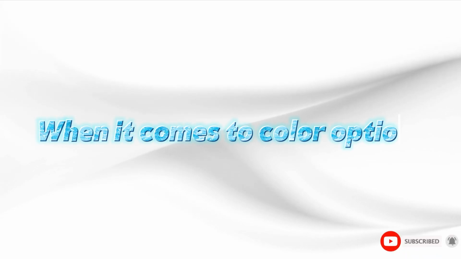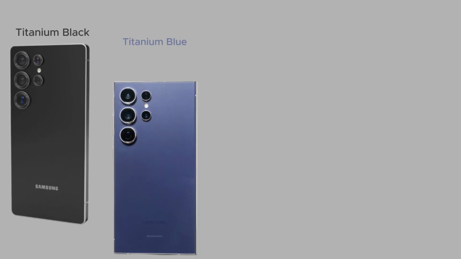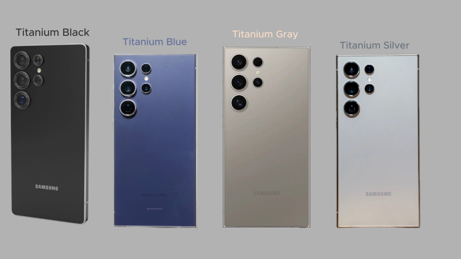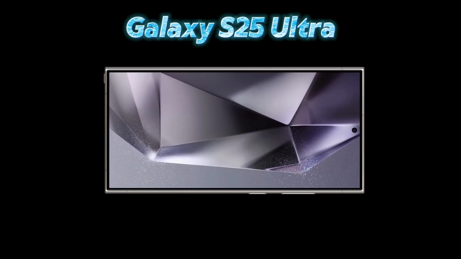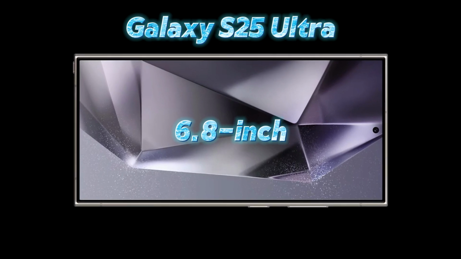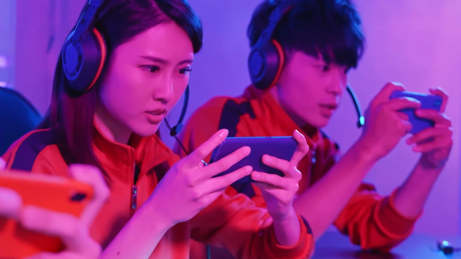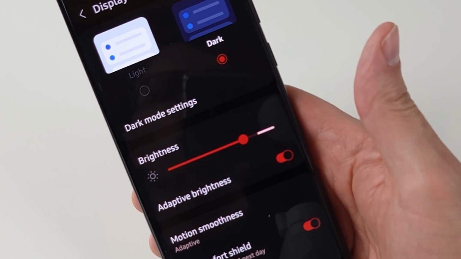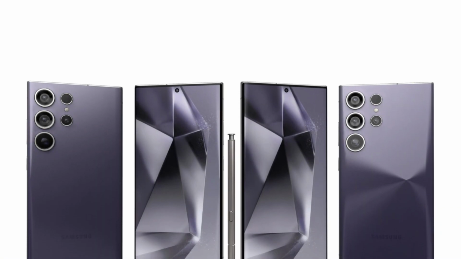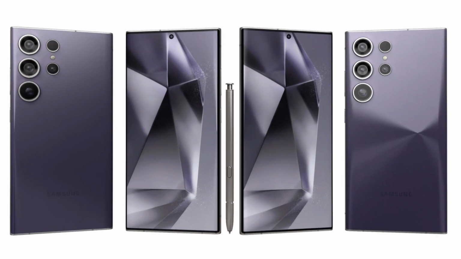When it comes to color options, leaks point to four stunning shades: titanium black, titanium blue, titanium gray, and titanium silver. Each color exudes elegance and continues Samsung's tradition of offering premium finishes. The Galaxy S25 Ultra is likely to retain its 6.8-inch Dynamic AMOLED 2X panel, which has become a hallmark of Samsung's flagship series. This display will likely support a 1 to 120 Hz adaptive refresh rate, ensuring buttery smooth visuals whether you're gaming or scrolling.